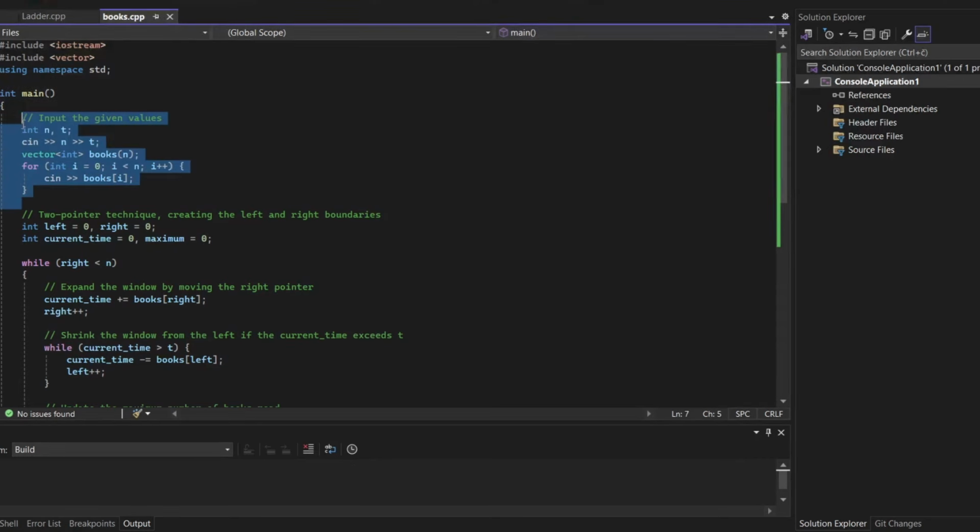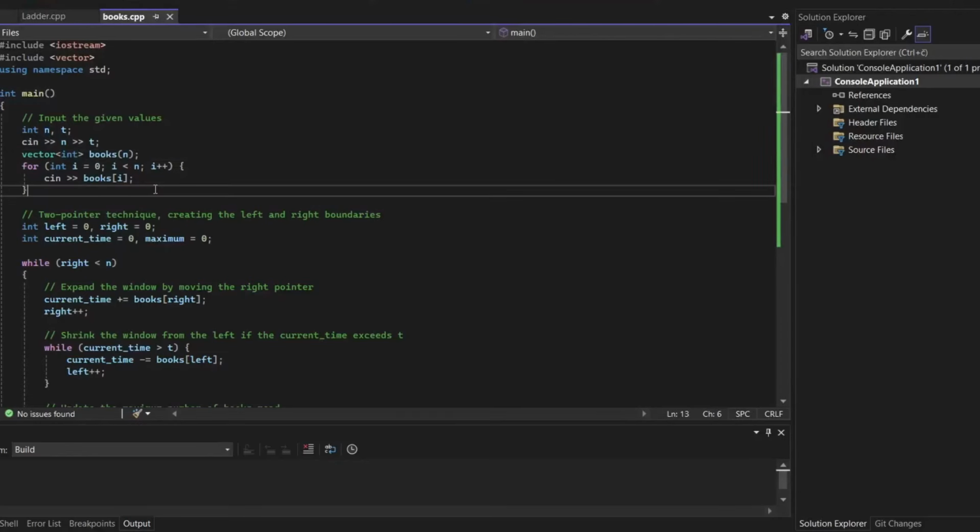So this first bit is just inputting all of the values. So n is the number of books, and t is our time limit. And then we have a vector of books. You can also use an array here.